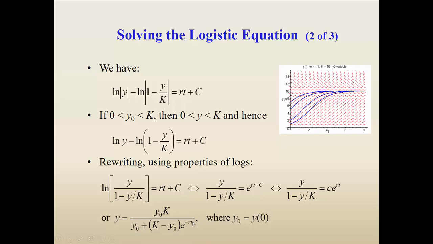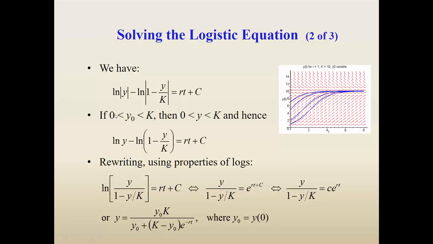As t goes to infinity, this exponential goes to 0. And I get y naught k over y naught, or just k. Also notice we're assuming a y naught value lower than k.